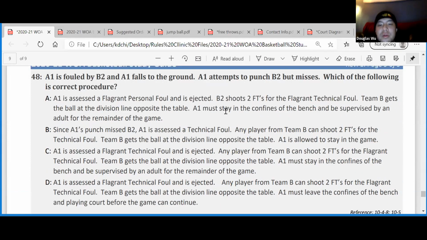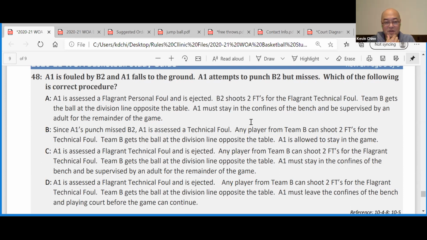Number 48. A1 is fouled by B2 and A1 falls to the ground. A1 attempts to punch B2 but misses. Which of the following is correct procedure? I think I chose D. A1 is assessed a flagrant technical foul and is ejected. Any player from Team B can shoot 2 free throws for the flagrant technical foul. Team B gets the ball at the division line opposite the table, and A1 must leave the confines of the bench and playing court before the game can continue. So earlier, Stacy kind of gave this one away. What happens when A1 punches and misses? And you say the answer is D.